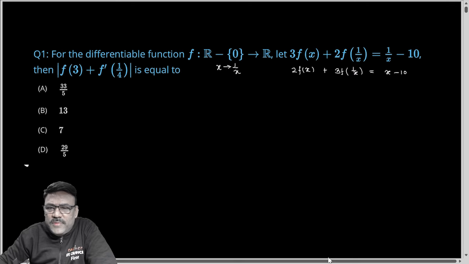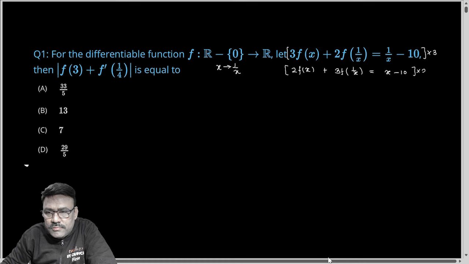Now let's find f(x) by eliminating this f(1/x). So what I'm doing is multiplying the first equation, the given equation, by 3. Let's multiply the second equation by 2 and subtract these two.